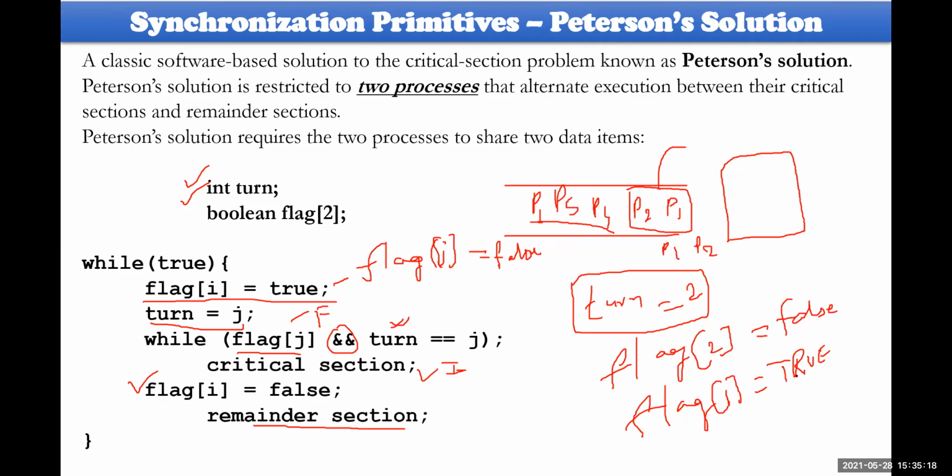When flag of 1 becomes false and then true, it goes to the next process, for example here process number P3. In this way, only two processes will be considered. It will always be restricted to two processes.